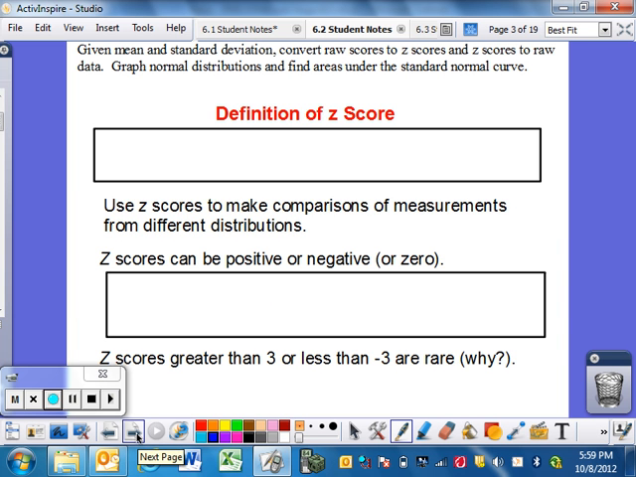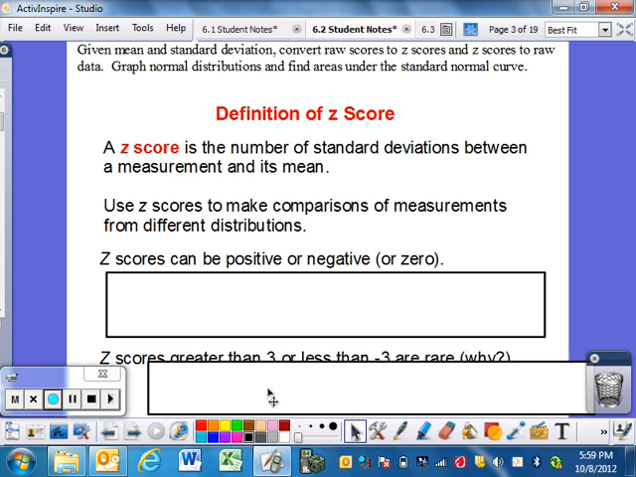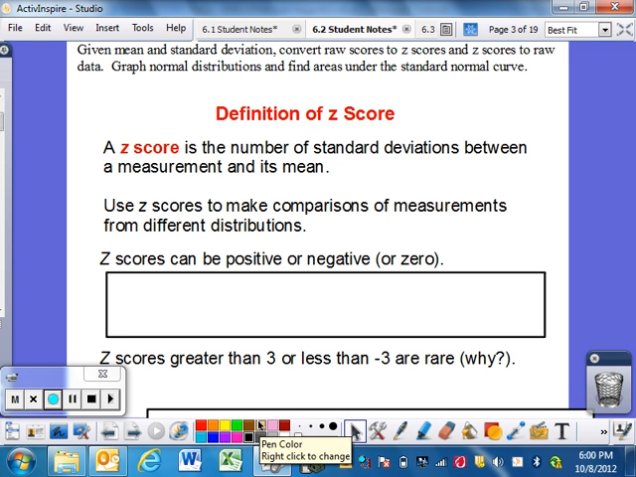So the definition of a z-score: it's the number of standard deviations between this measurement and the mean. If you think about it, it's the distance from the mean, but not necessarily a raw score. Like if your mean class average was an 80 and you got a 95, it's not 15. Okay? It's not how far you are, it's the number of standard deviations you are. That's the definition of a z-score. So we're going to make comparisons using these different distributions.